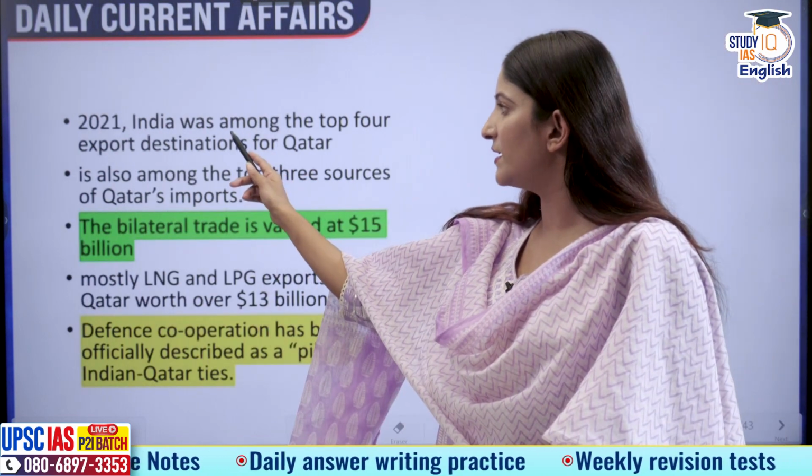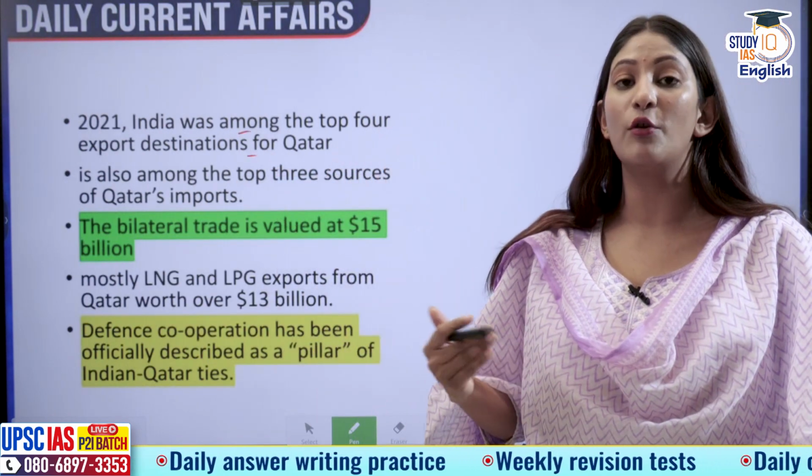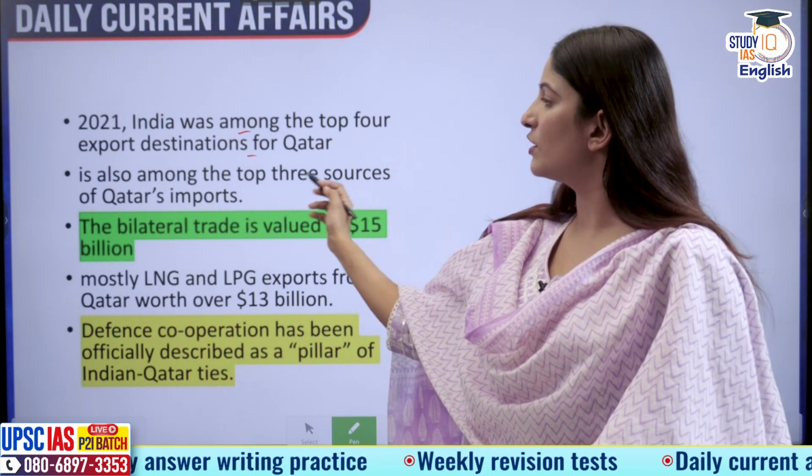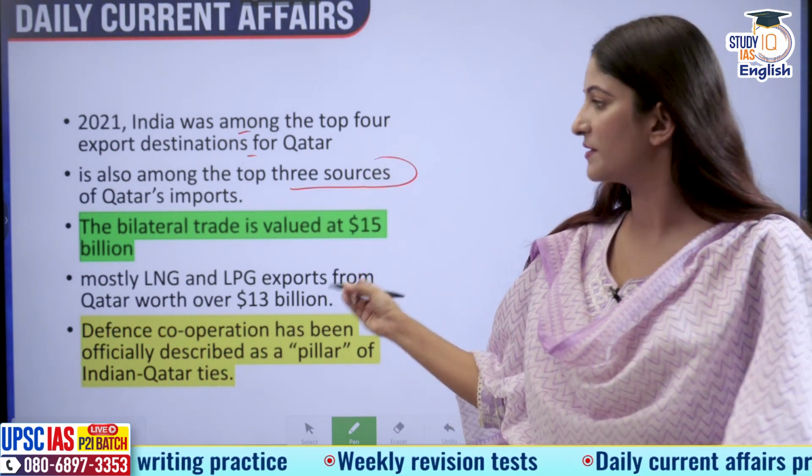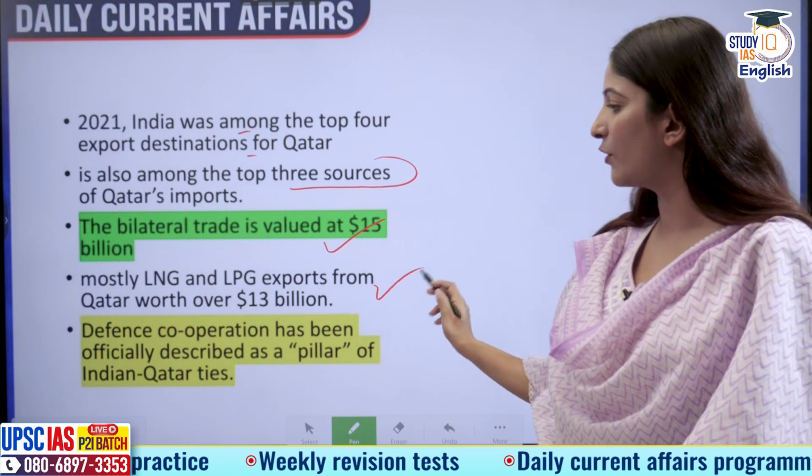Moving on. In 2021, India was among the top 4 export destinations for Qatar. It is also among the top 3 sources of Qatar's imports. And the bilateral trade is this much. I have already told you this.